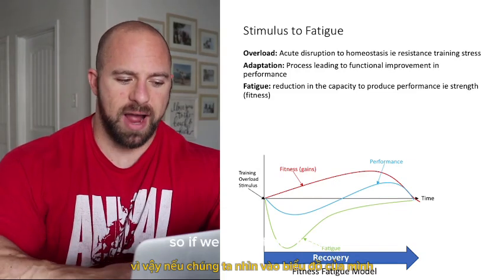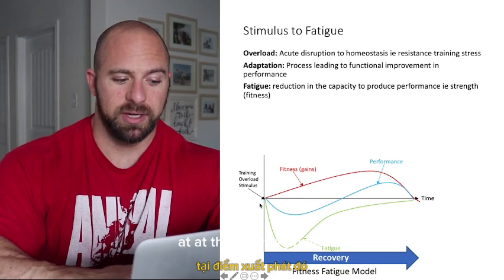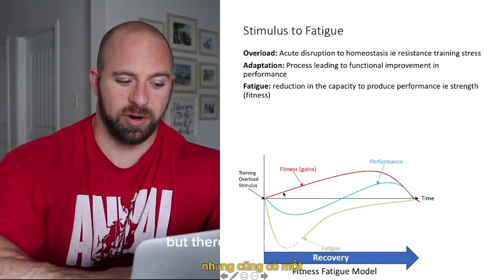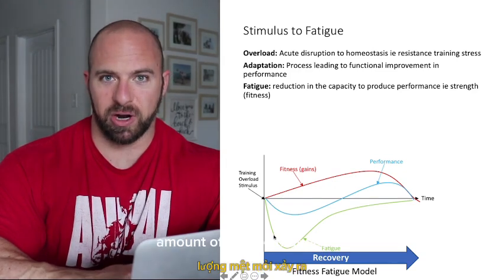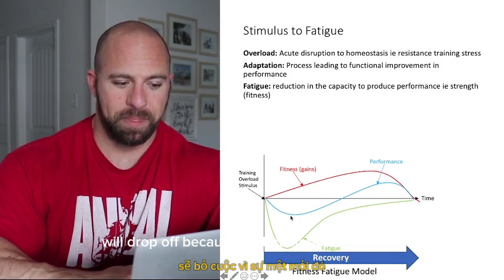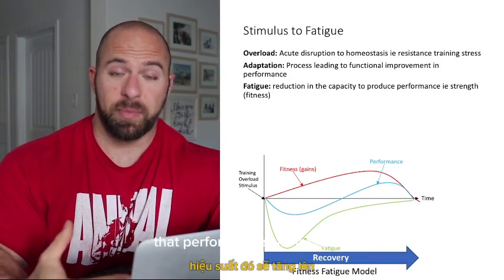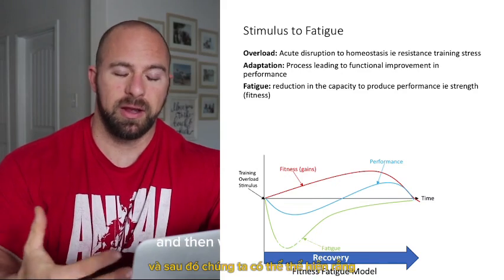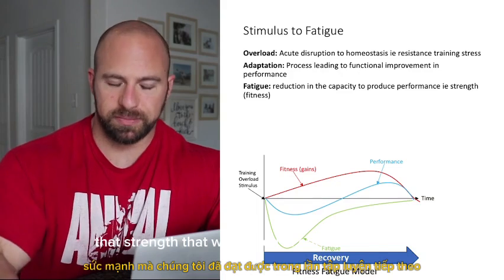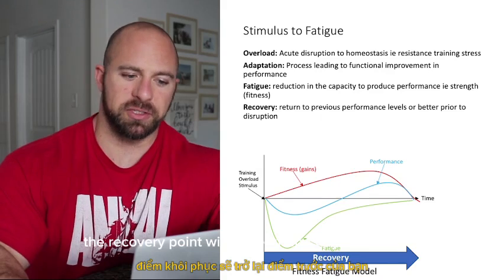If we look at our graph, we have the beginning of a training stimulus at that starting point. There is an immediate increase in some type of fitness, but there also is a gigantic amount of fatigue that occurs, and performance will drop off because of that fatigue. But as we reduce fatigue and recover after a workout, performance will increase, and then we can express the strength that we gained in our next workout. The recovery point will be returning to your previous performance level.